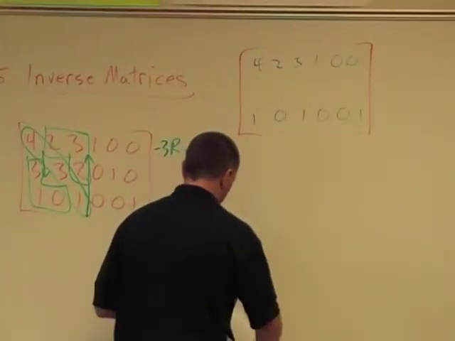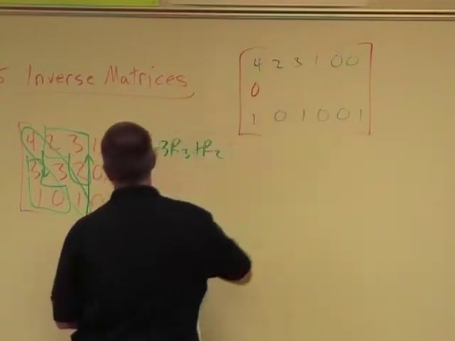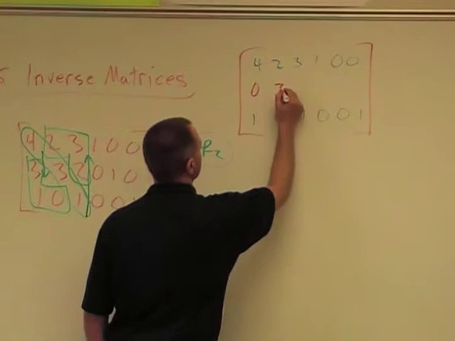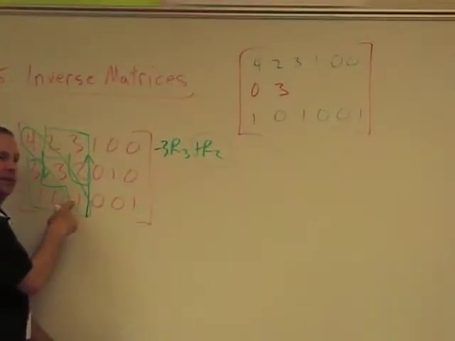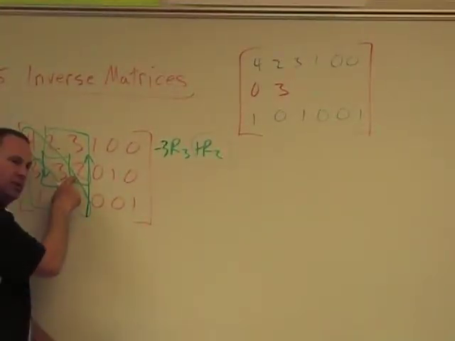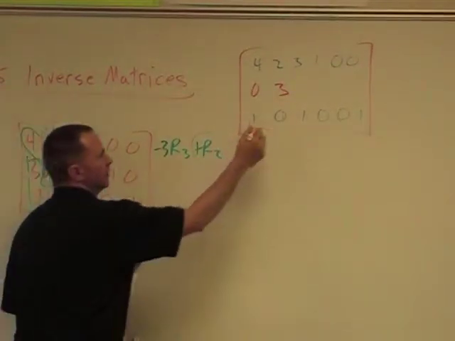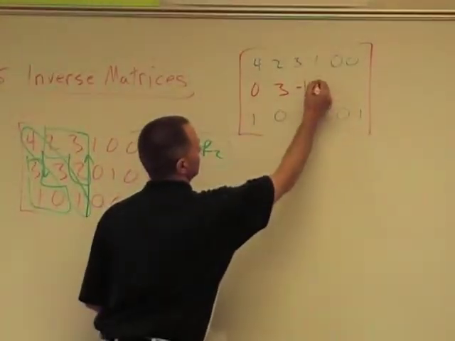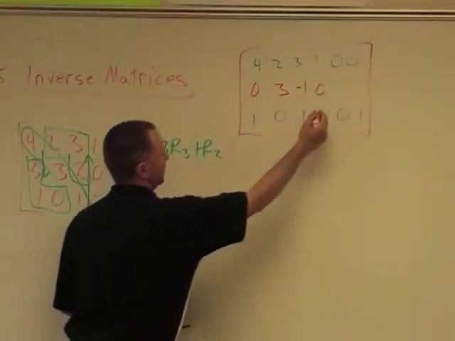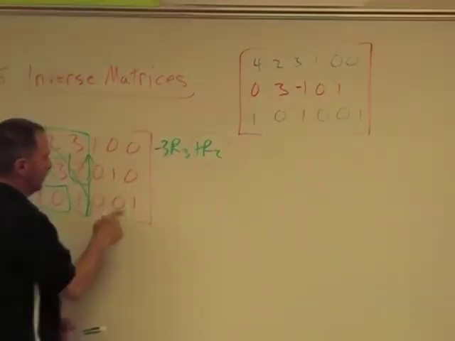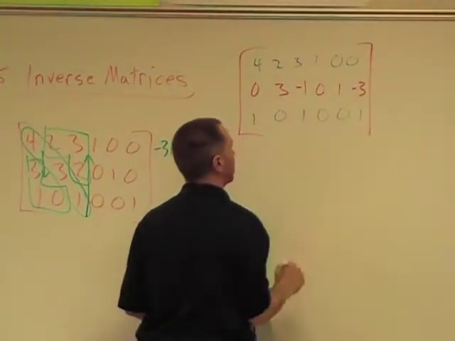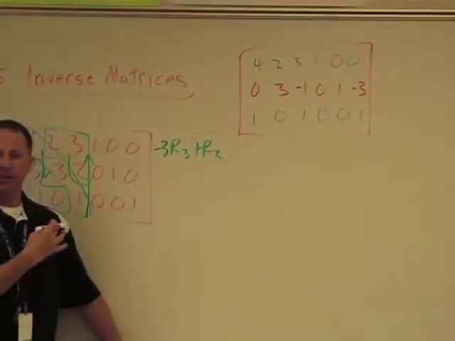I'll write this in red so you know which one's changed. That's 0. Negative 3 times 0 is 0, plus 3 is 3. Negative 3 times 1 is negative 3. Plus 2 is what? Negative 3 plus 2. Negative 1. 0 plus 0 is 0. 0 plus 1 is 1. And negative 3 times 1 is negative 3, plus 0 is negative 3. So do you remember doing this process?